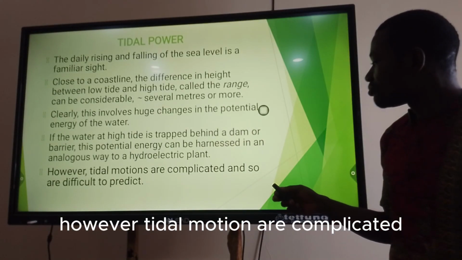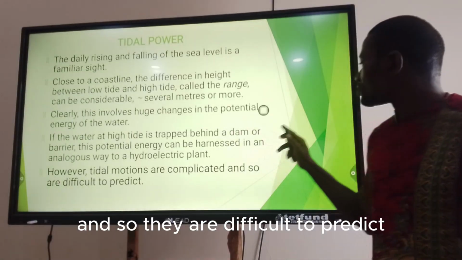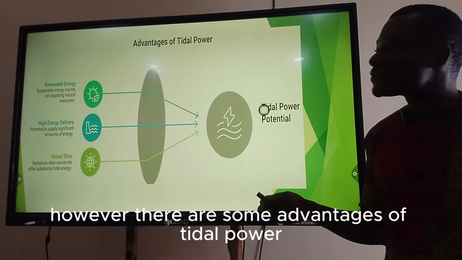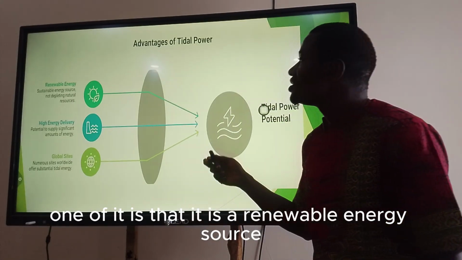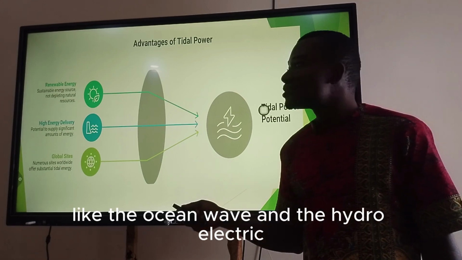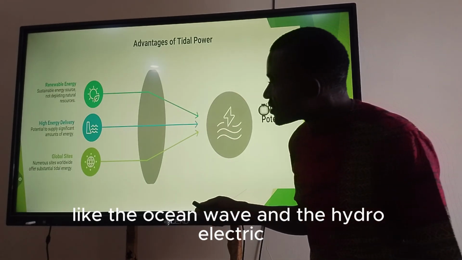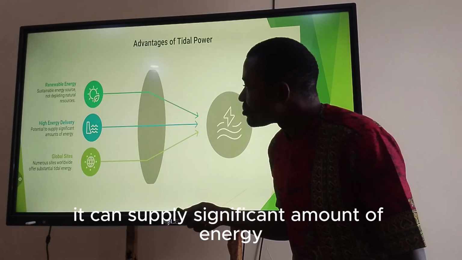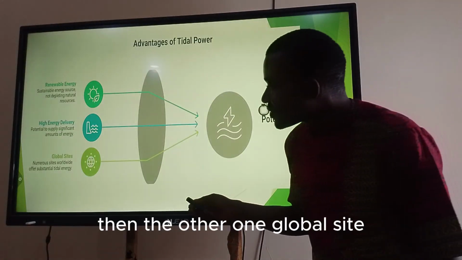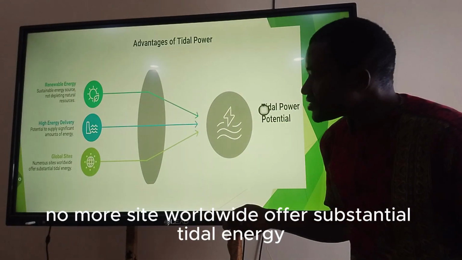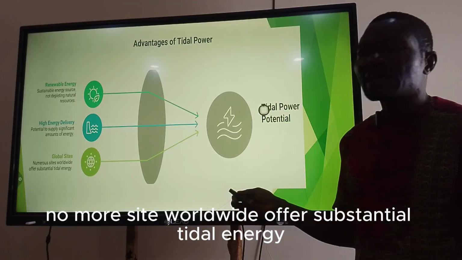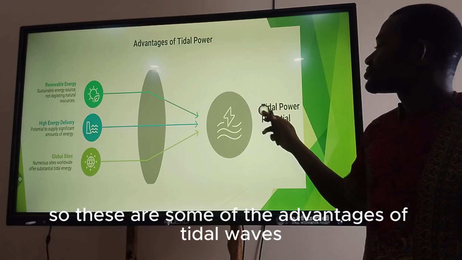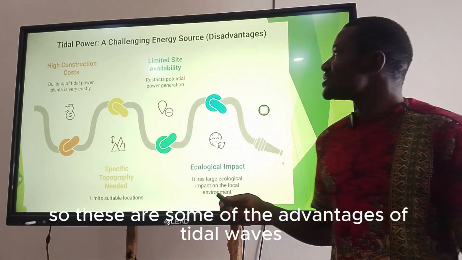However, tidal motions are complicated, and so they are difficult to predict, unlike ocean waves that we have earlier looked at. However, there are some advantages of tidal power. One of it is that it is a renewable energy source, like the ocean wave and the hydroelectric. Another one, high energy delivery. Because of the potential, it can supply a significant amount of energy. Then the other one, global sites. Numerous sites worldwide offer substantial tidal energy. So by this, it can be employed in energy generation. So these are some of the advantages of tidal power.